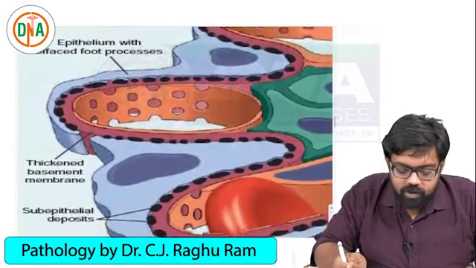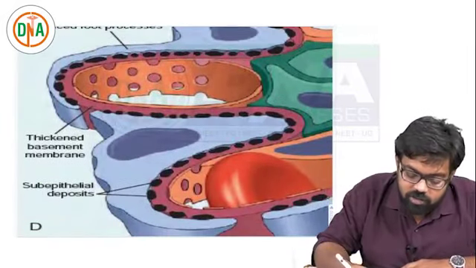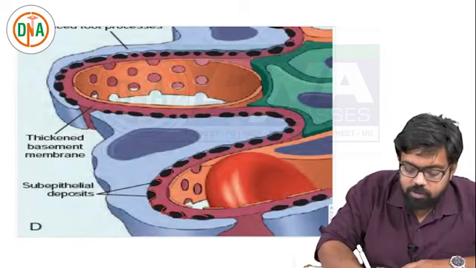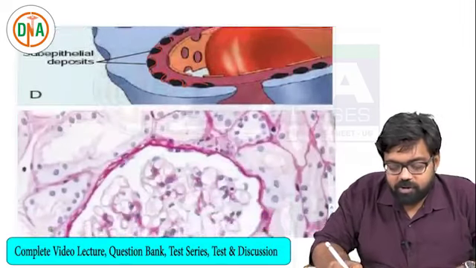Yeah, this is also the same thing. Okay, see, you could appreciate the spikes over here. You could appreciate the spikes over here. This is also an image of membranous glomerulonephritis.